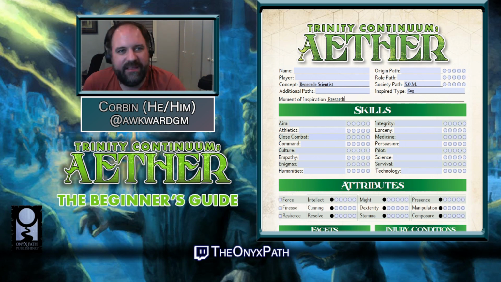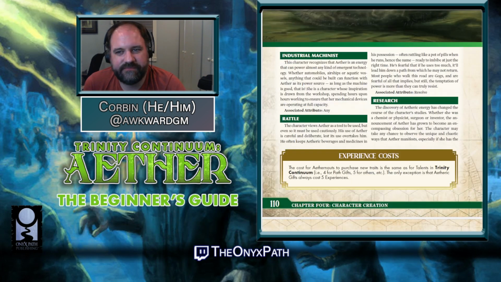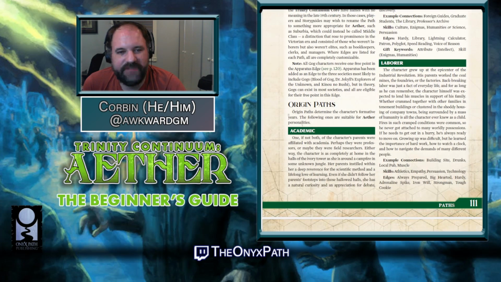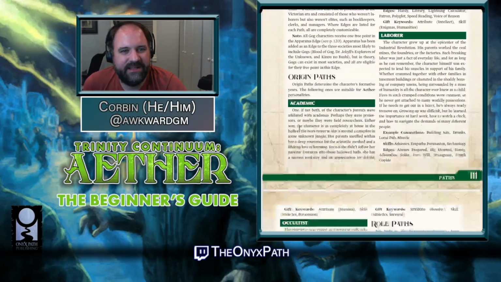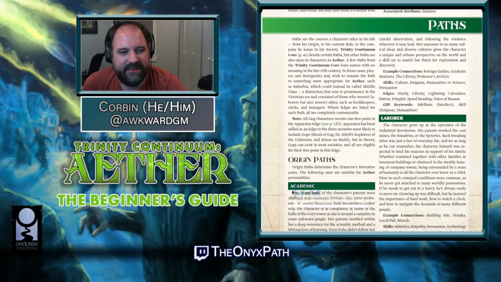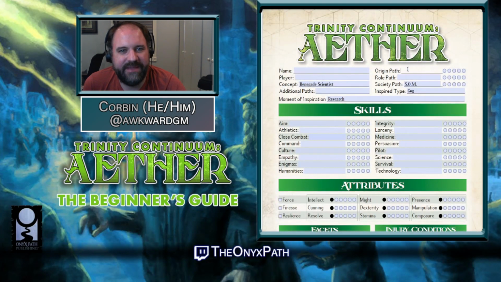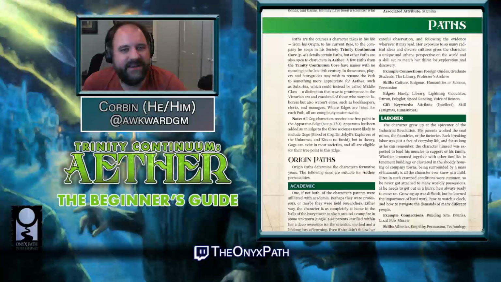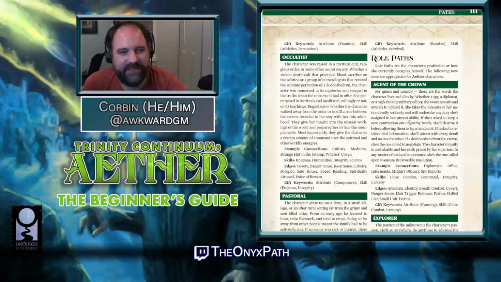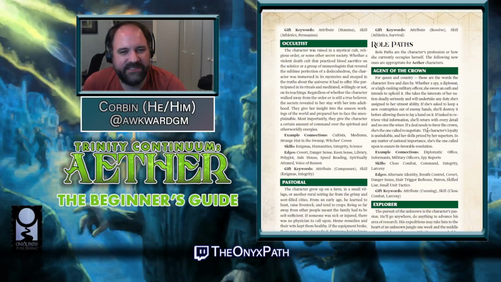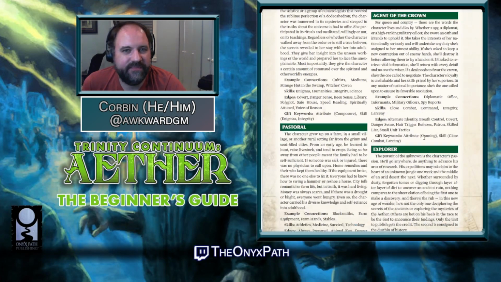I still have my paths to do. Let's look at more of the paths. You have the academic, the laborer, the occultist, the pastoral. Definitely going to go with the academic. Not even a question here. Mad scientists, their origin path should be an academic, at least in my personal opinion for this character. Your mileage may vary. Maybe you were an occultist before you found the divine light of the sciences.